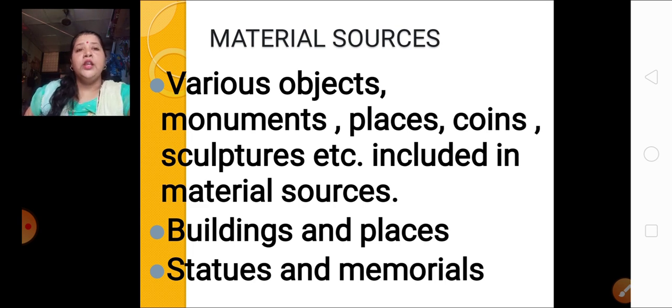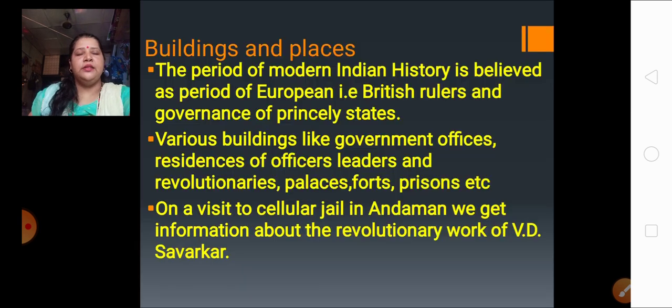We know that. Let's start with the material source. What are material sources? Various objects like monuments, places, coins, sculptures, all these are included in material source, because these are the materials which provide you with history. Then material source can be further divided into two parts: buildings and places, and second, statues and memorials. Let's see what is there in buildings and places.